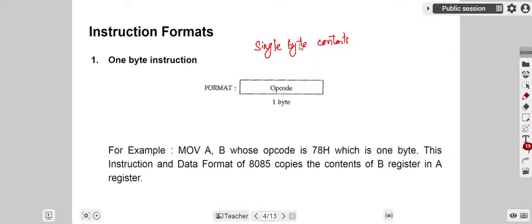If a full instruction is a single byte content, that means it is a 1 byte instruction. We do not need any operand to specify with this instruction. Means in 1 byte, the whole instruction will be executed. So for storage of these kinds of instructions, we need only one memory location. We require only a single memory location.